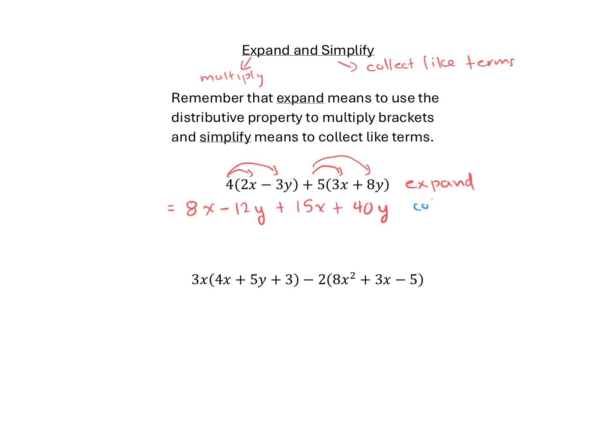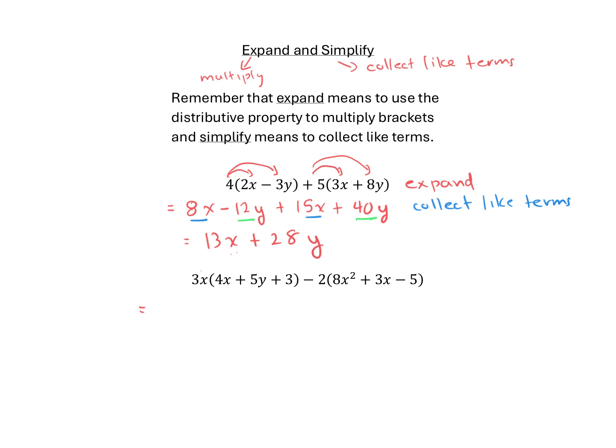Then we're going to collect like terms. Okay, so what are like terms? 8x and 15 are like terms. So 13. And then minus 12y plus 40 are like terms. So that's positive 28y. We can't add 13x and 28y because they're not like terms. x is not the same as y, so we are finished.